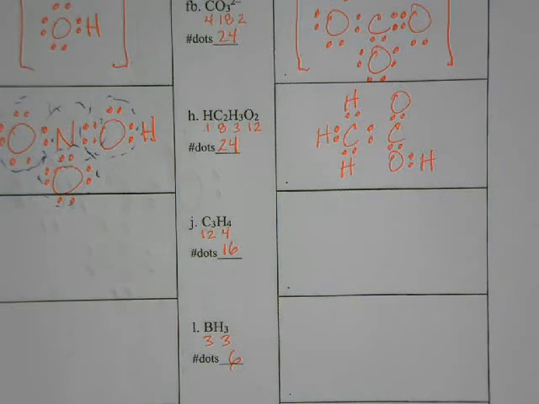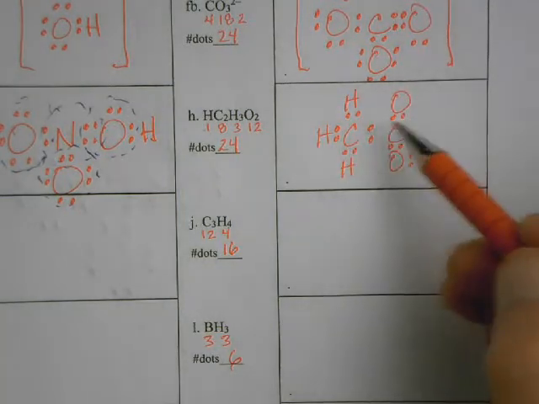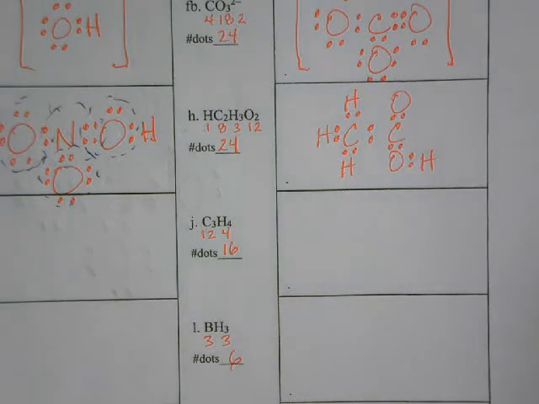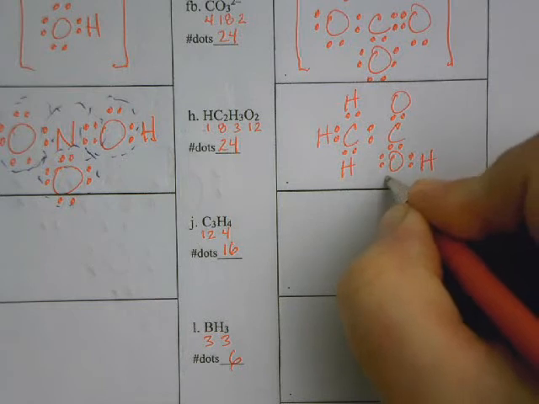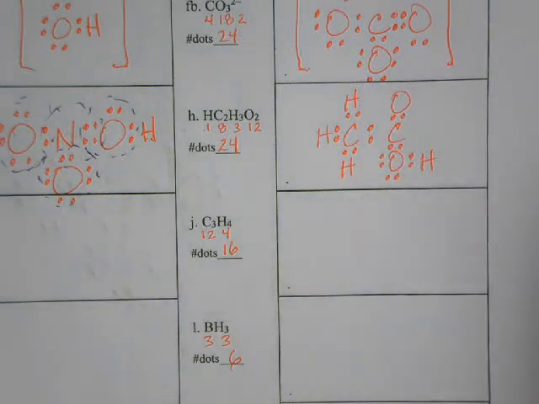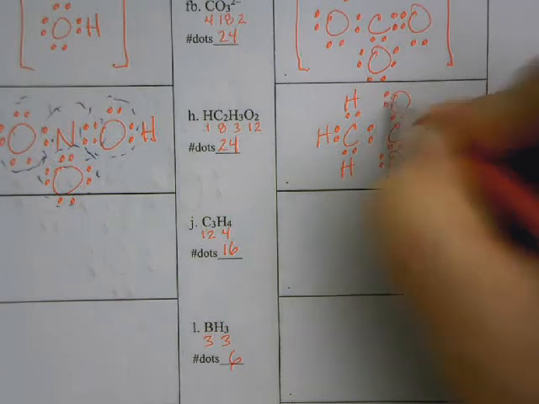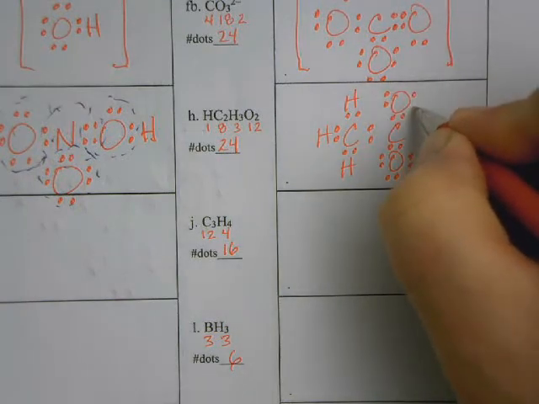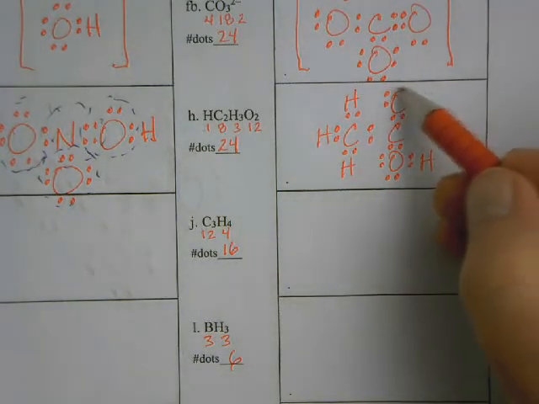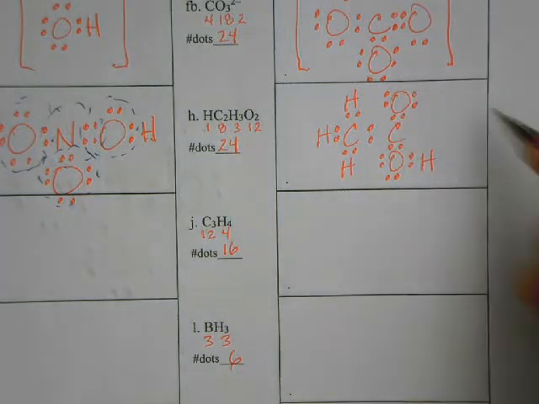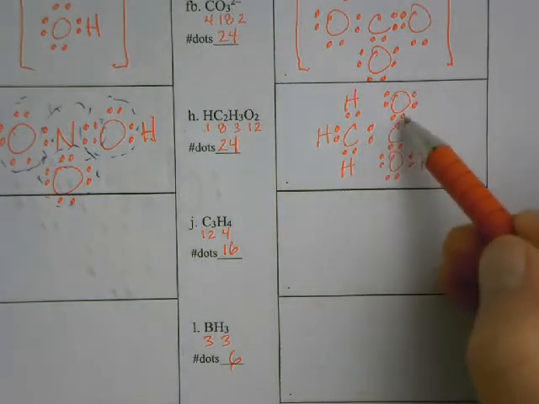So there are all my bonds. Two, four, six, eight, 10, 12, 14. They've got 10 to go. So 16, 18, 20, 22. Now I could put the last two right there, but if I do that, that will mean this one only has six: two, four, six.